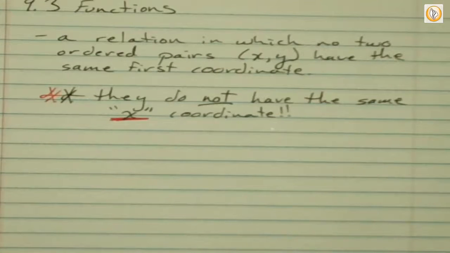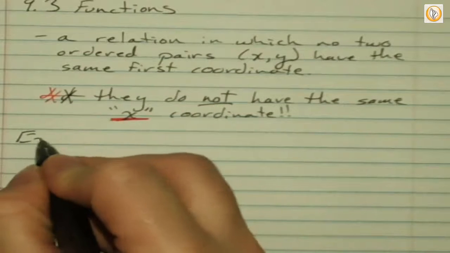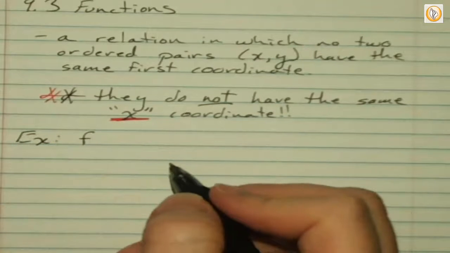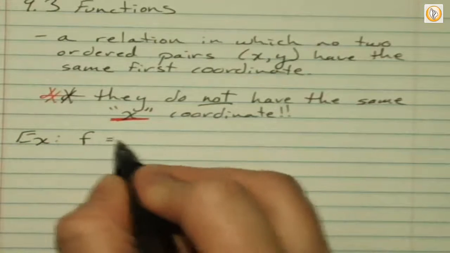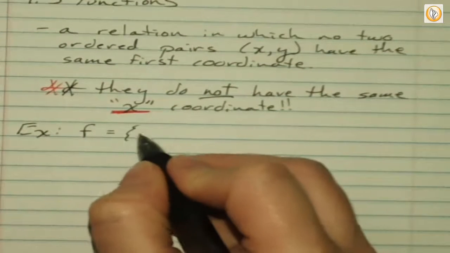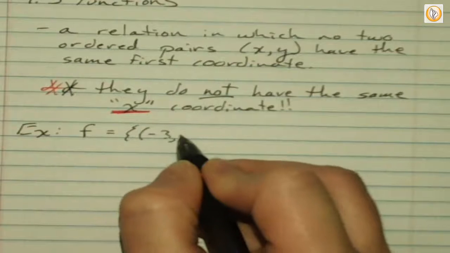So if there are two ordered pairs and both of the x's are the same, then it is not a function. But if all the x's are different and they're all perfect ordered pairs, then it is a function. That may be a little confusing, so I'm going to give you an example. I'm going to call this function, this set here, f. It can be called g, h, or anything else, but I'm going to call it f right now. And I'm going to give you a set of ordered pairs.